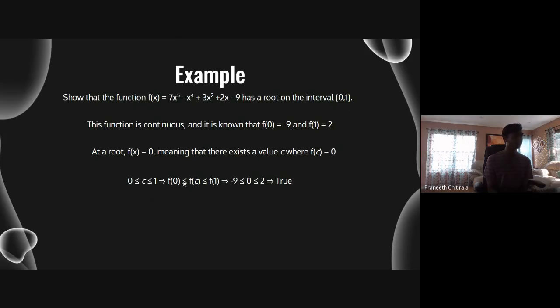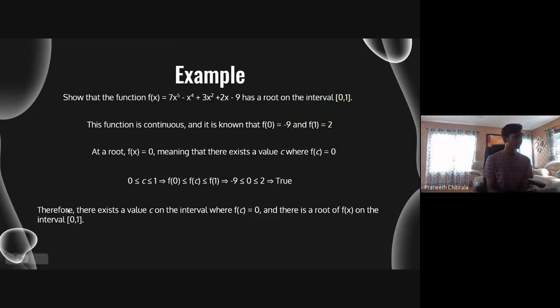And then you set up the interval for the function. f(0) must be less than or equal to f(c), which must be less than or equal to f(1). Meaning that -9 must be less than or equal to 0, which must be less than or equal to 2, and that is a true statement. Therefore, there exists a value of c on the interval where f(c) equals 0, and therefore there is a root of f(x). There's at least one root of f(x) on the interval (0, 1).